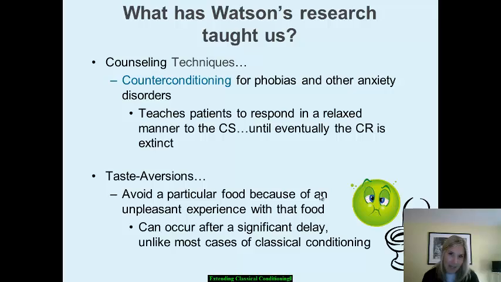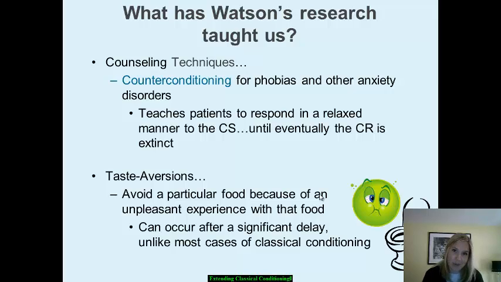Here's the interesting thing about taste aversion, though. It falls outside of the traditional realm of normal classical conditioning scenarios because, as we learned earlier, in order for classically conditioned associations to develop, you've got to present the neutral stimulus with the unconditioned stimulus 0.5 seconds between one another. So it has to be very quick in terms of when you're presenting those two pieces of stimuli.